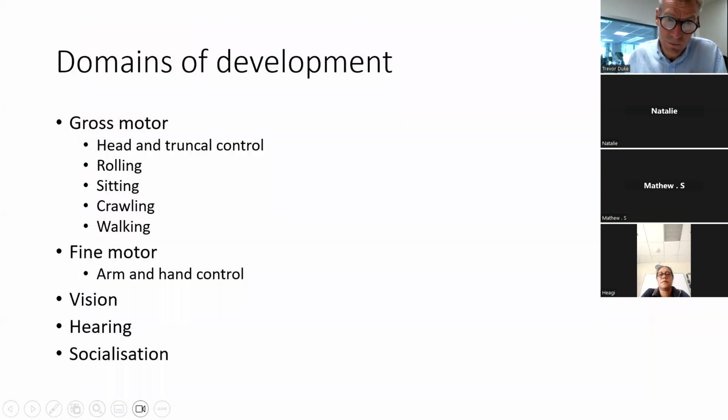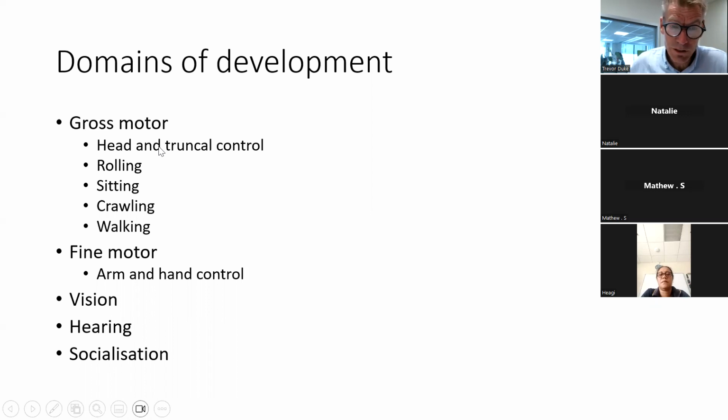When you're looking at development, remember, you need to be able to say something about the baby's development in 5 domains. So gross motor development, their fine motor development, their vision, their hearing, and their socialization. If you are able to examine a child and comment upon their gross motor, fine motor, vision, hearing, and socialization, then that's really all that's required for a developmental assessment.